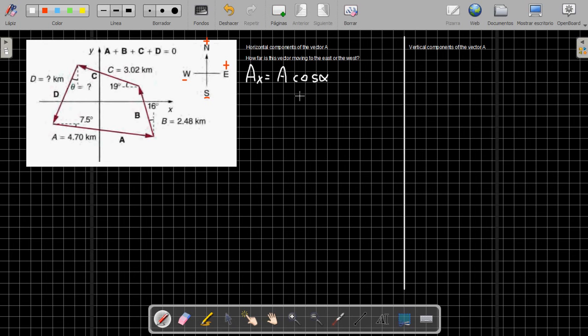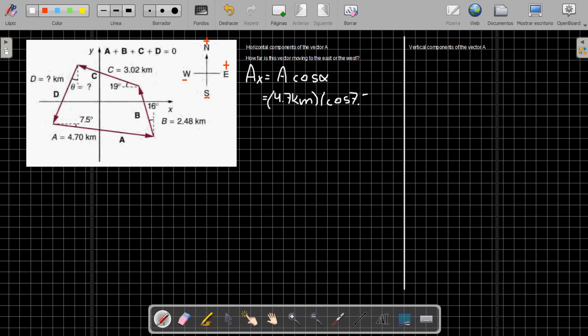Which angle? This one, okay? 7.5 degrees. Now, what do we have to do? Replace all the data that we have. Vector A is equal to 4.70 kilometers. We're going to leave it like 4.7 kilometers. That will be enough. 4.7 kilometers multiplied by the cosine of 7.5 degrees.